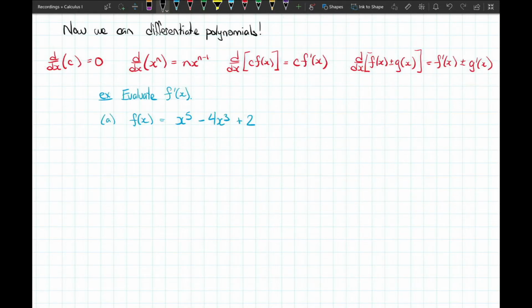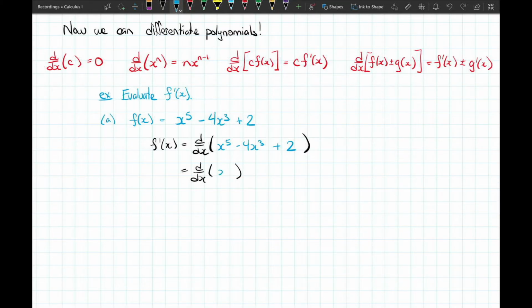Okay, here we have a polynomial of degree 5, the highest power being 5. Let's evaluate the derivative, and we won't even have to write limit down once. So we can start off with f prime of x, which means that we're differentiating the whole function. The first rule that we're going to apply here is that we can split up addition and subtraction into separate derivatives. So initially, we'll just write out every one of these steps.